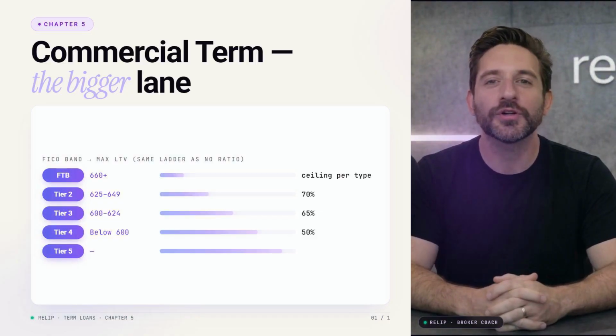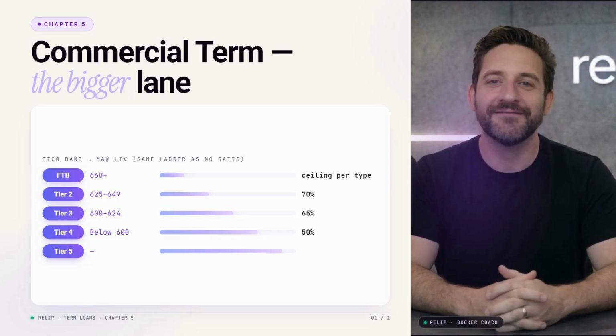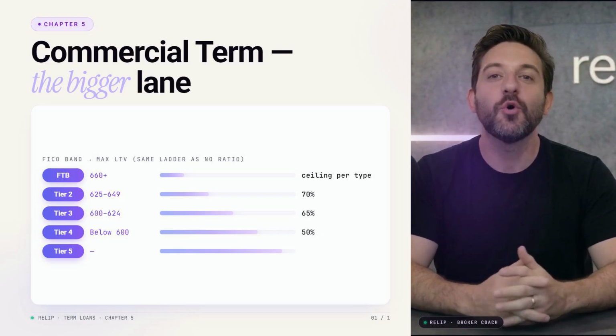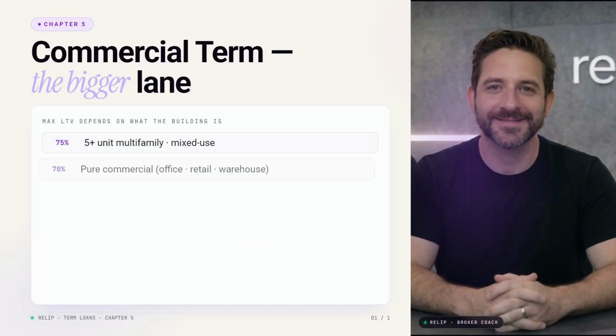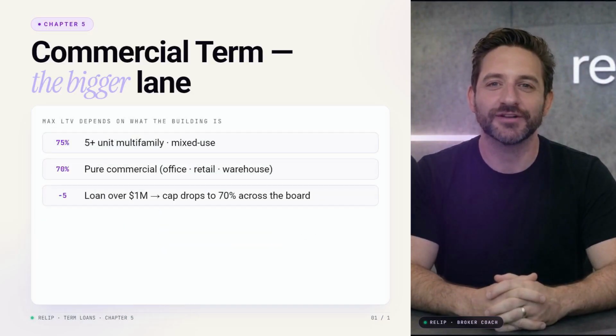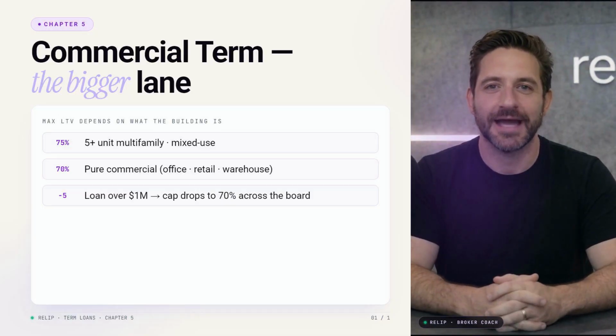3. Pure commercial. Office buildings, retail strips, warehouses, self-storage facilities, automotive properties. None of that fits in a residential program. Like no ratio, there's no rent test. You qualify on property type, credit, and down payment. The rules. Minimum credit score is 500, same as no ratio, and the same sub 660 credit ladder applies. 70, 65, 50 as you step down.